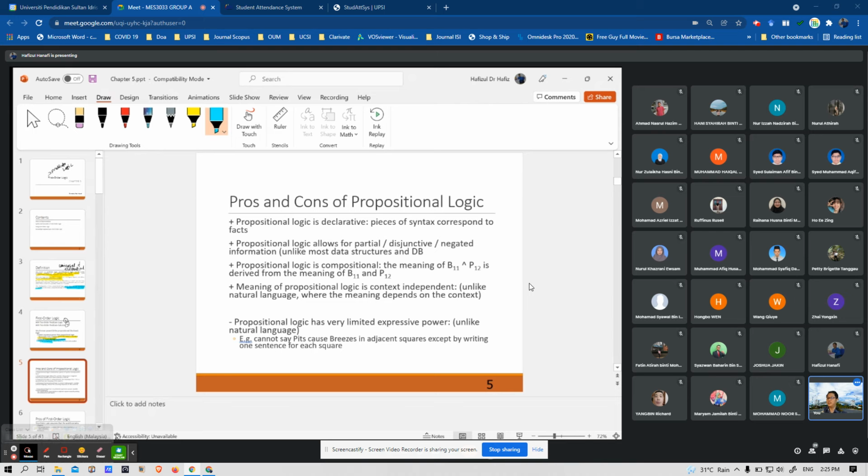Okay, we have advantages and disadvantages of propositional logic. Propositional logic is very declarative. Declarative means that you need to describe and be able to define what the facts are. Okay, you need to deduce the statement. And then propositional logic allows for partial, disjunctive, negated information, unlike most data structures and databases. Okay, negated information.